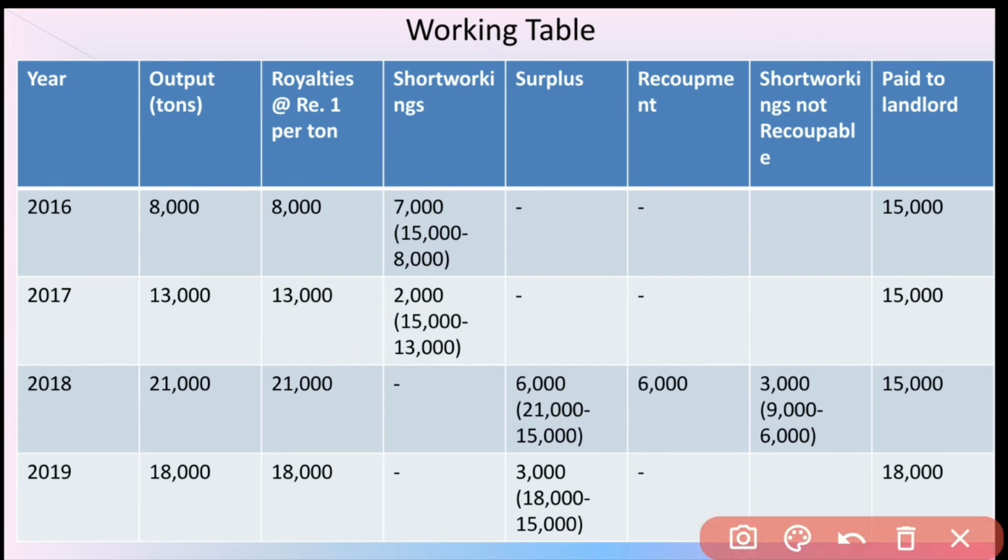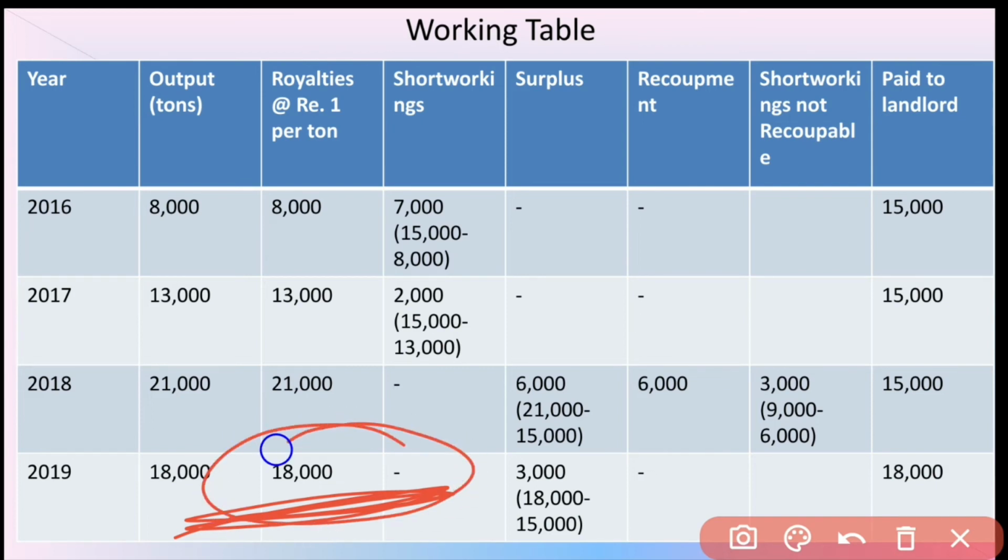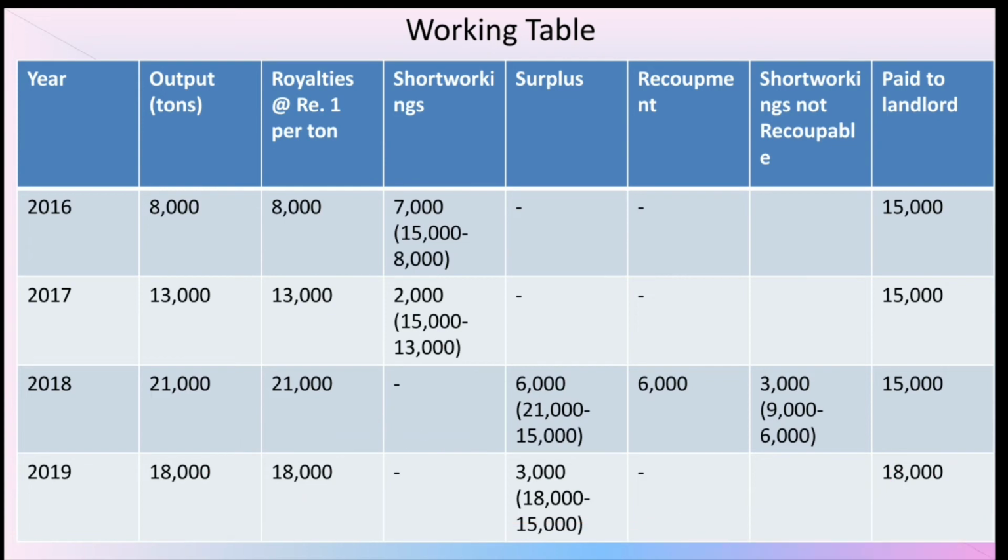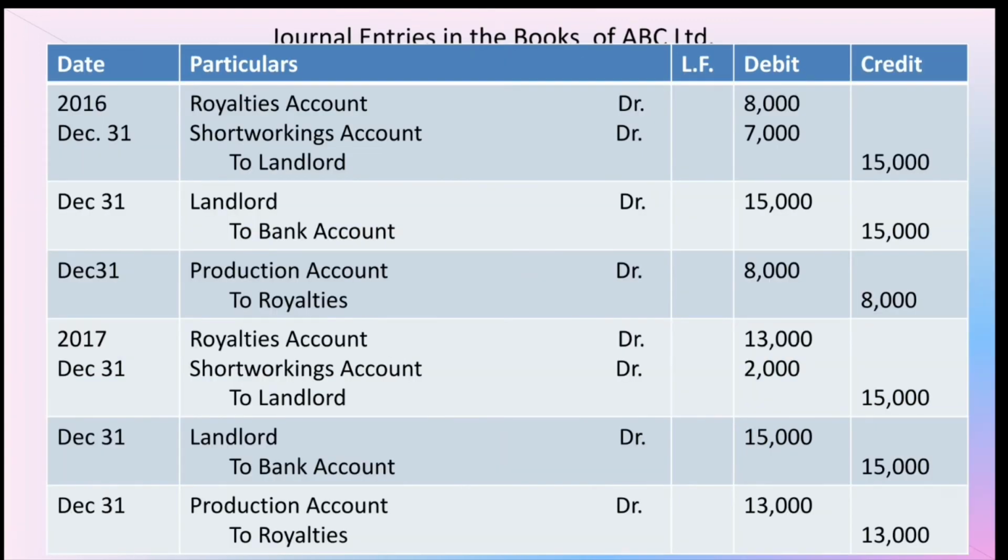In the last year, my royalty is 18,000 and there was no surplus. In the last year, we do not have any recoupment. That is why the entire amount is supposed to be paid to the landlord, that is 18,000. I hope these concepts are clear to you. Okay, now we are going to move to the journal entries in the books of ABC Limited.